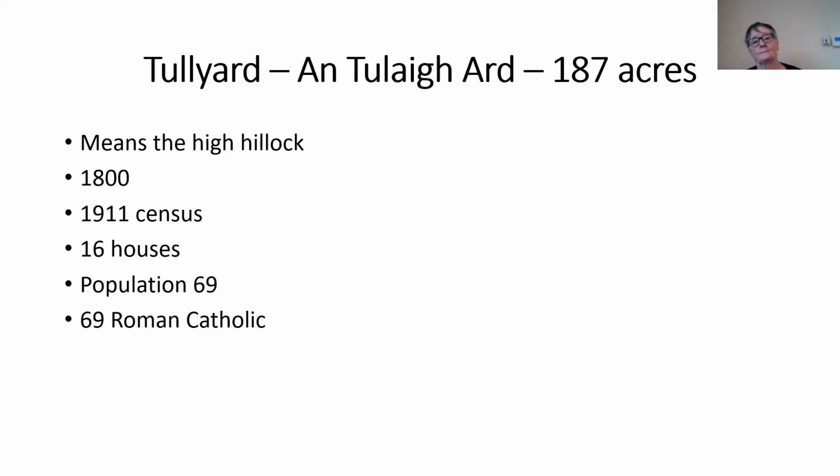Tully Ard meaning high. So Tully means hillock. Tully Ard, the high hillock, 187 acres, and late on the maps, not on the map until 1800. In the 1911 census, having 16 houses, a population of 69, and 69 Roman Catholic.